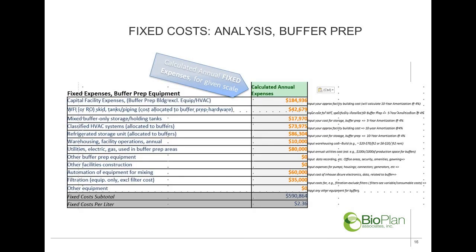To get to that point, though, we essentially had to start with the fixed costs, analyze things like capacity, these expenses: buffer prep building, excluding HVAC, etc., WFI or RO skid costs, mixed buffer only storage holding. You can see there are a number of elements that go into the fixed cost. What you end up with, though, is a fixed cost per liter right there, and that fixed cost per liter then is additive to the other components.